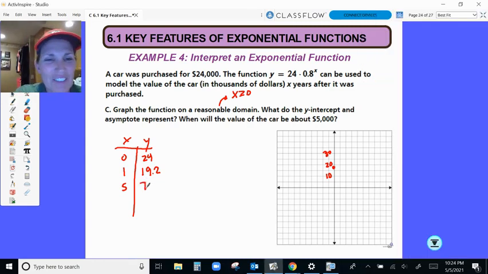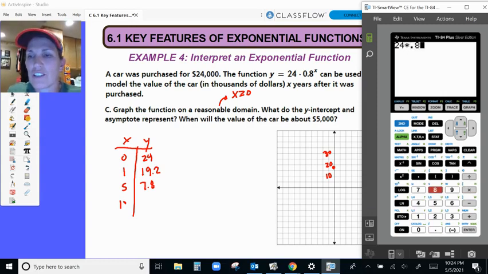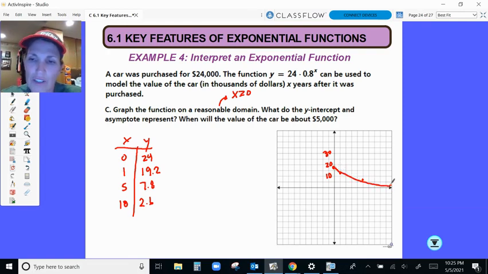7.8. Okay, 7.8. Let's see what happens after 10 years. All right. So 24 times 0.8 to the 10th power. Let's see what happens. Oh, down at 2.6 now. Okay, so let's plot that. 1 is going to be up to 19 something. 2, 3, 4, 5 is going to give us a 7.8 somewhere around there, and then 10 is going to be over here at 2.6. So you can kind of see it starts up here and it starts to depreciate more and more.